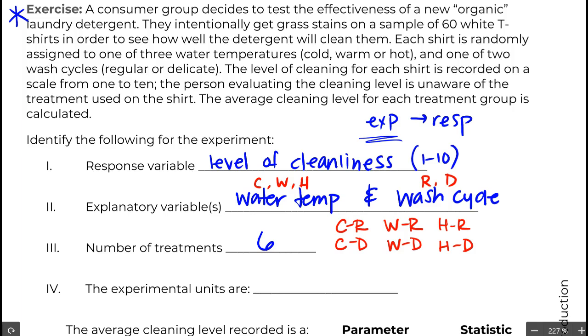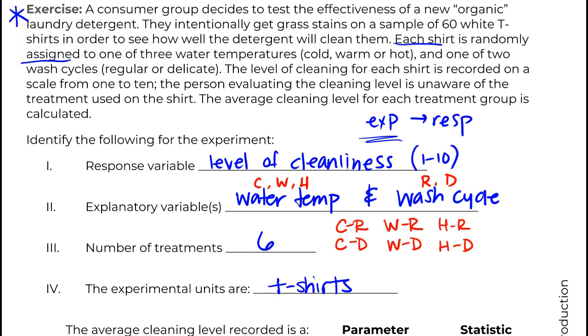And our experimental units, what are we collecting data on? What did we randomly assign? It said each shirt is randomly assigned. So the shirts themselves.